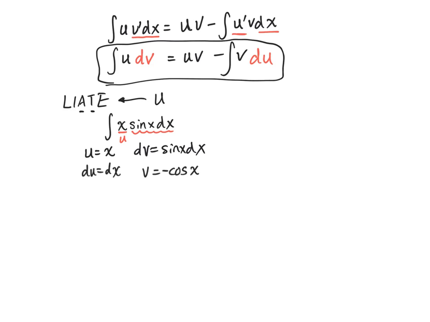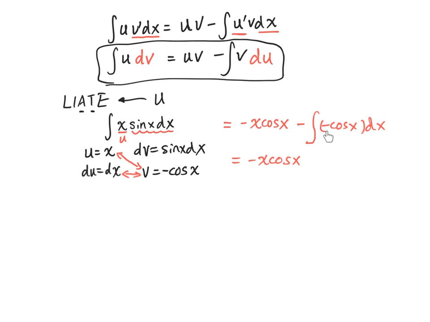Let's apply the formula now. The original integral is equal to u times v. This is u, this is v, so you multiply these two together, and it's equal to negative x times cosine x. The formula says minus the integral of v du. So minus the integral of your v, which is negative cosine x, times du, which is just dx. Which is equal to negative x cosine x.